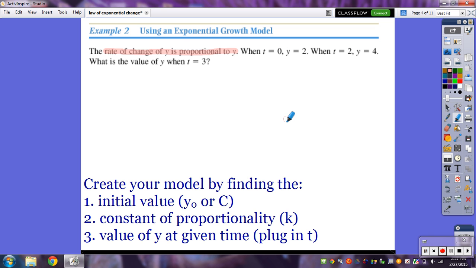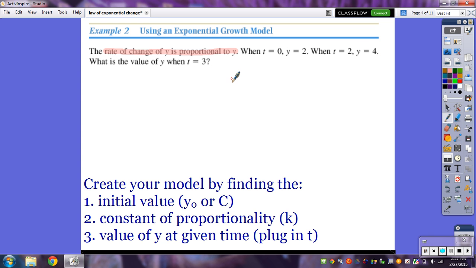And that model is y equals c times e to the kt. You're going to use that to represent your relationship, and then use it also to find the value they're asking for. So they give you a bunch of values. When t equals 0, y equals 2. When t equals 2, y equals 4. What is the value of y when t equals 3?